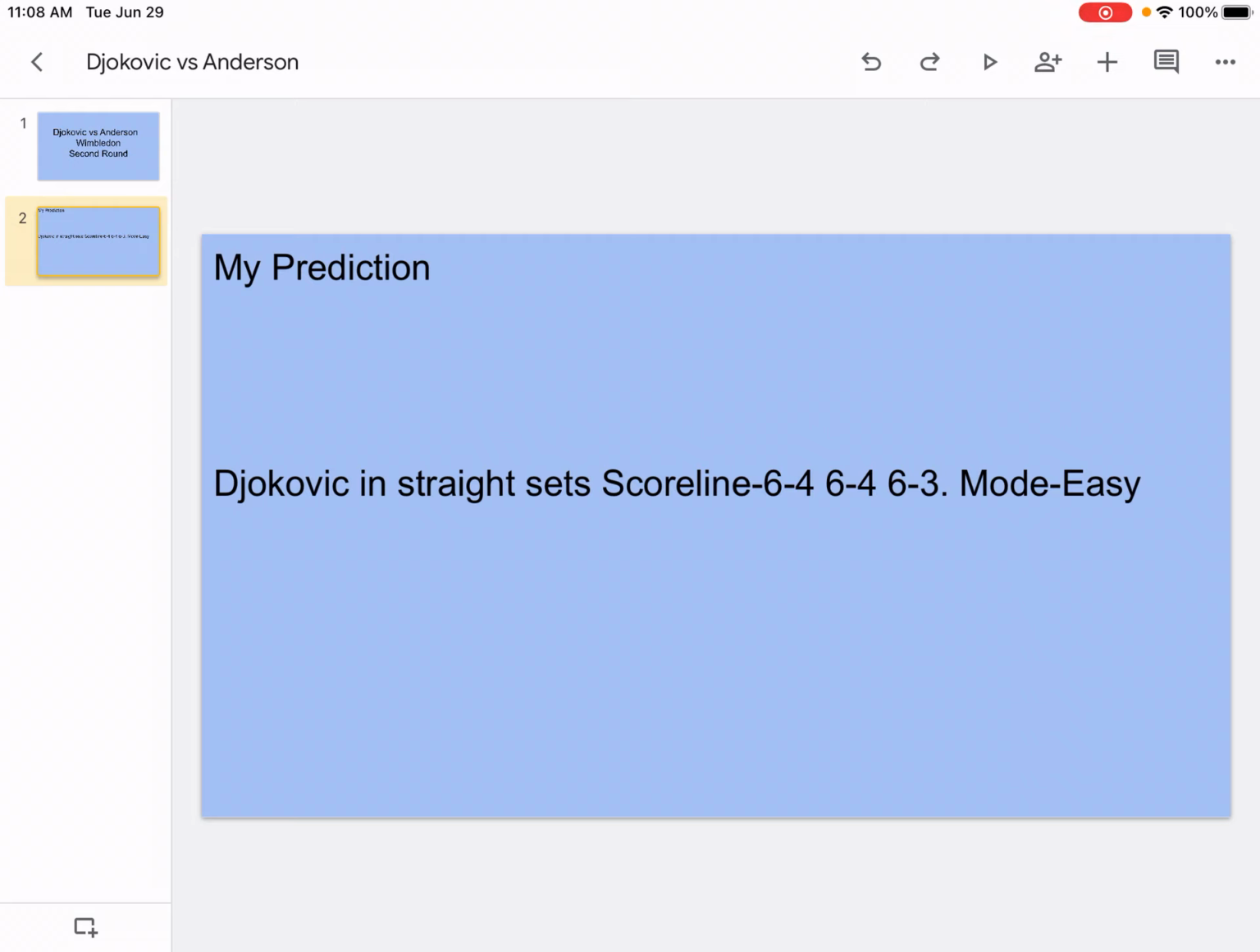And yeah, without further ado, let's get into the analysis. So Djokovic has 19 Grand Slams, 84 titles. He won all of the Masters 1000s at least twice. He also won all of the Grand Slams at least twice. Djokovic is currently number one in the world.